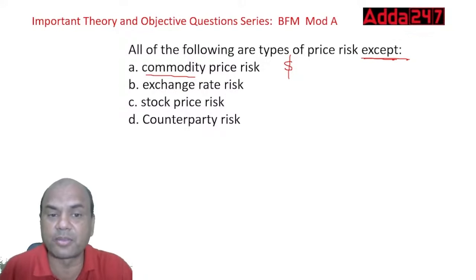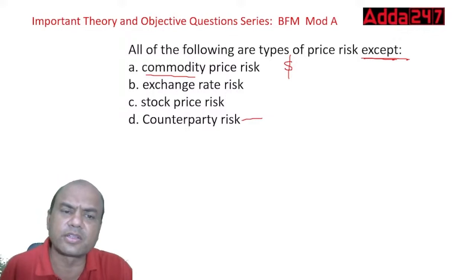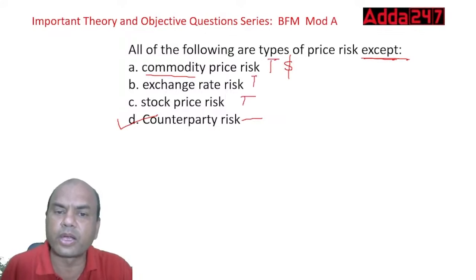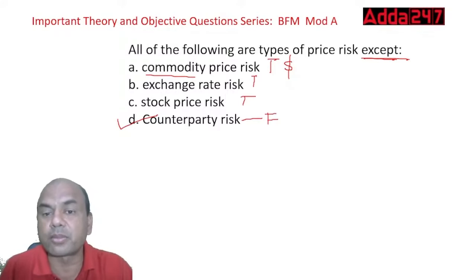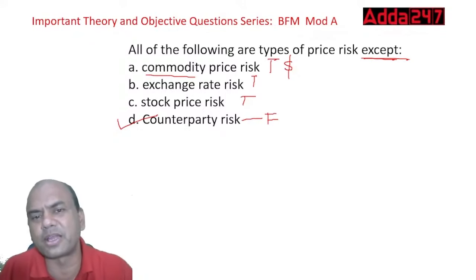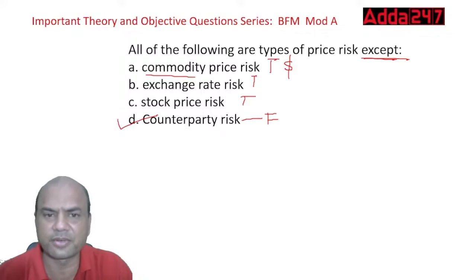Now it's typical. Counterparty is what? Just now we saw it, credit. So is it a part of price risk? No, isn't it? So this is the answer. So these all are true, and this one is false, and we want false only, which is not the type of price risk. Right, stock price risk, obviously stock price risk is a part of price risk only, isn't it?